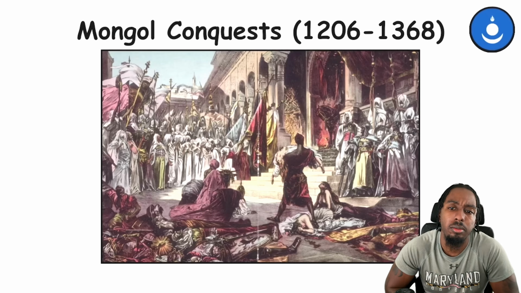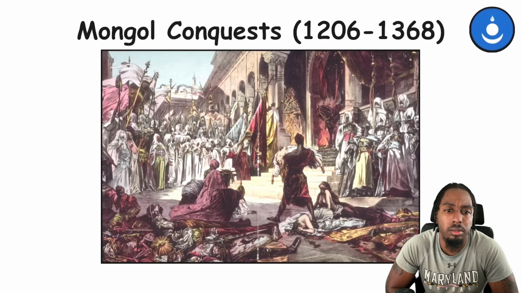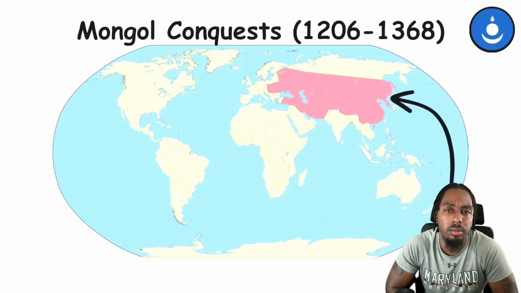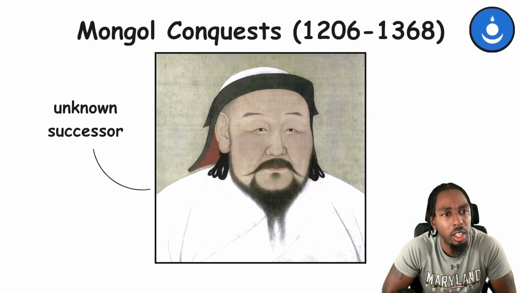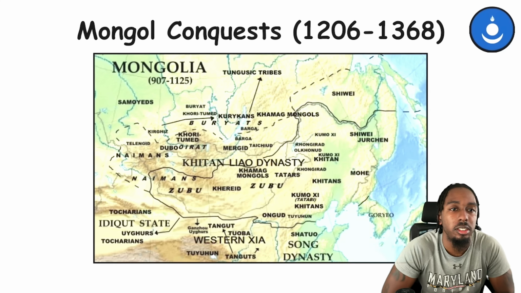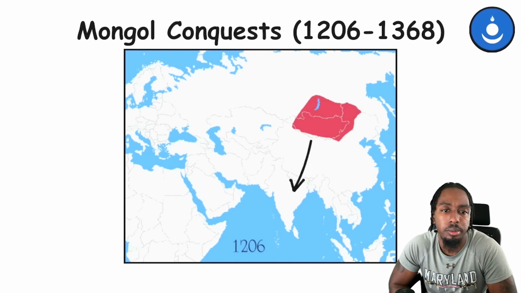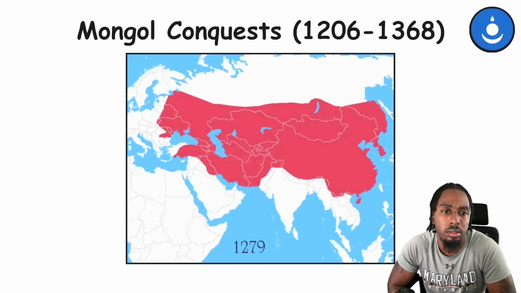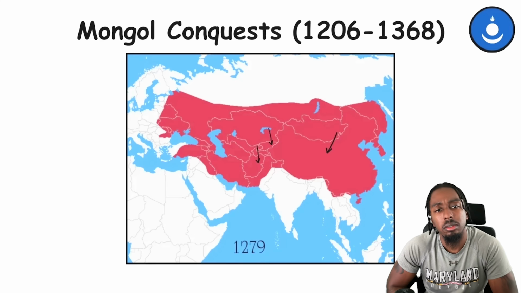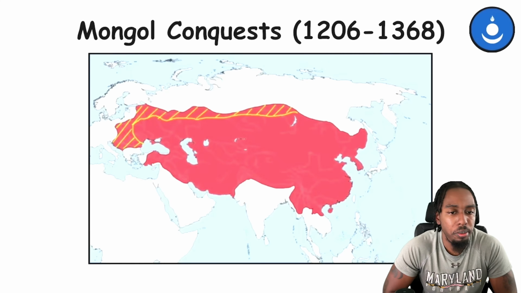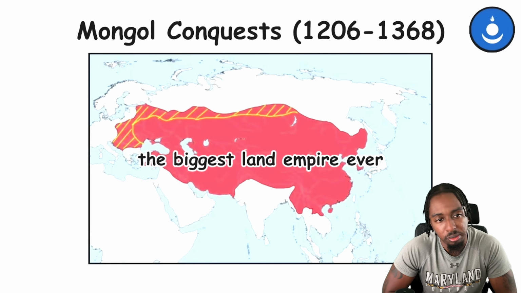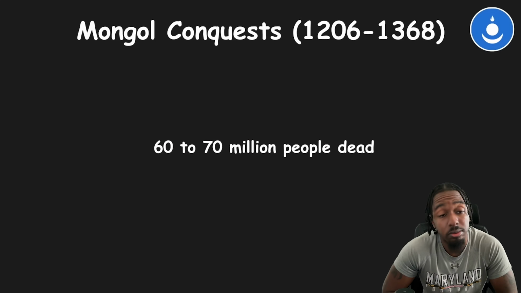Mongol conquests. These conquests were a series of military campaigns led by the Mongol Empire under leaders like Genghis Khan and his successors. Beginning with Genghis Khan's unification of the Mongol tribes, the conquests expanded rapidly across Asia, Europe, and the Middle East. The Mongols conquered vast territories, including China, Persia, Russia, and parts of Eastern Europe. The Mongol Empire was the largest contiguous land empire in history. It resulted in the deaths of approximately 60 to 70 million people.